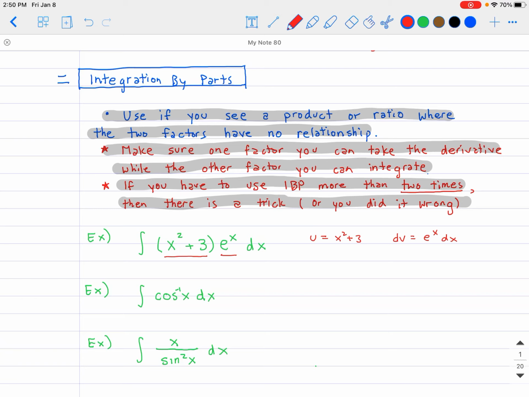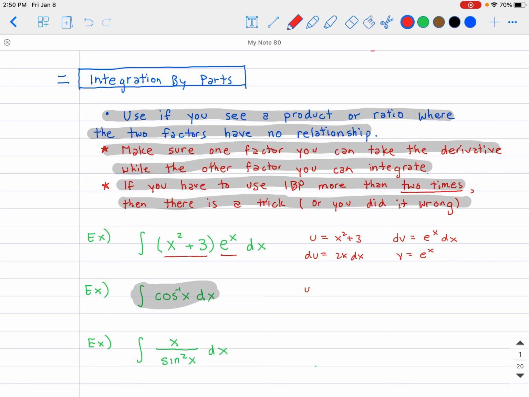So then now you just go through the procedure and say du is equal to 2x dx, and then v is going to be e to the x, and then go through the motions of solving for the rest of it. Now, in the second example of integration by parts, it doesn't look like there's much to work with, but you actually still have a u and you still have a dv.